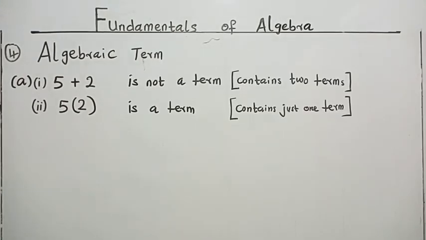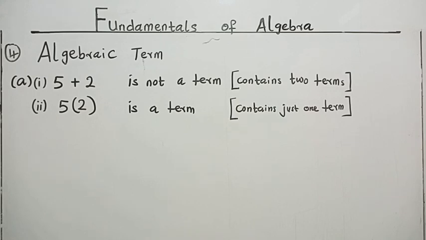Now see the answers to the inquiries. 5 plus 2 is not a term. It means it contains not just one term, instead it contains two terms. 5 bracket 2 is a term. That means it contains just one term. In other words, 5 plus 2 is not a term, while 5 bracket 2 is a term.